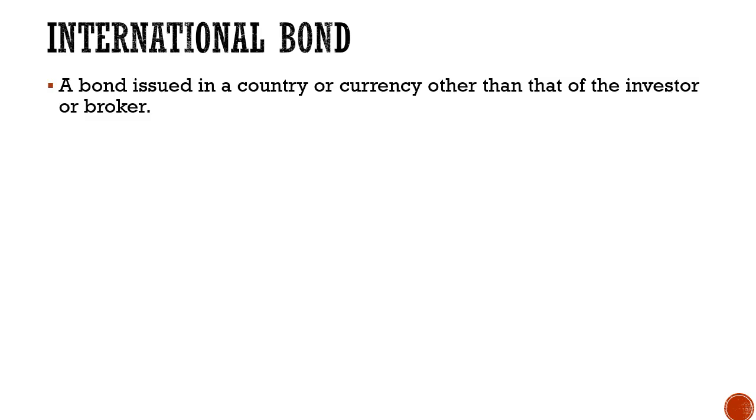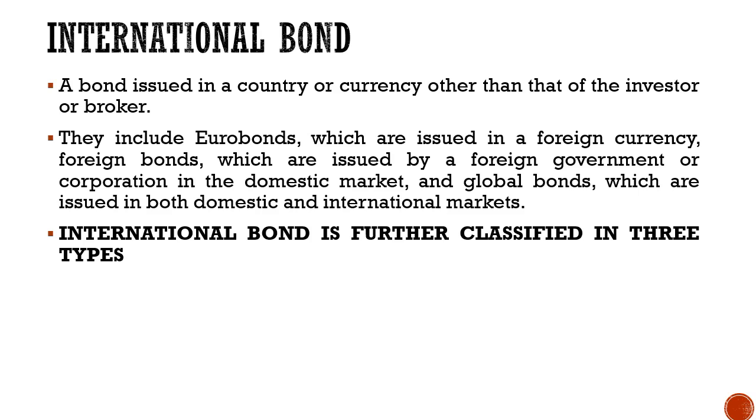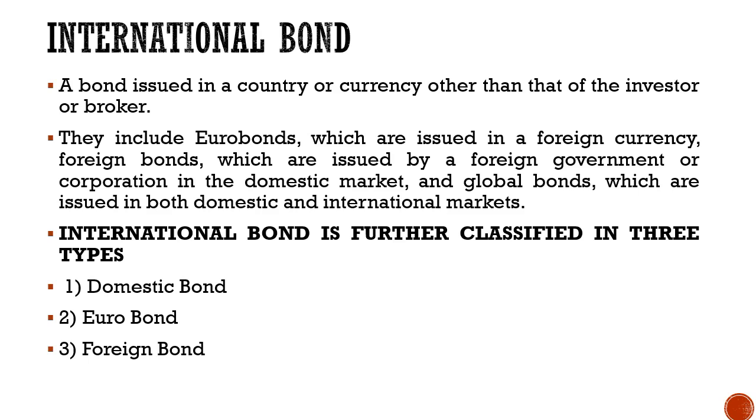Now let us learn what are international bonds. A bond issued in a country or currency other than that of the investor or broker is known as an international bond. They include euro bonds, which are issued in a foreign currency, foreign bonds, which are issued by a foreign government or corporation in the domestic market, and global bonds, which are issued in both domestic as well as international markets. So if you want to broaden up the types, the international bond is further classified in three major types. Number one, domestic bonds. Second, euro bonds. And third, foreign bonds.